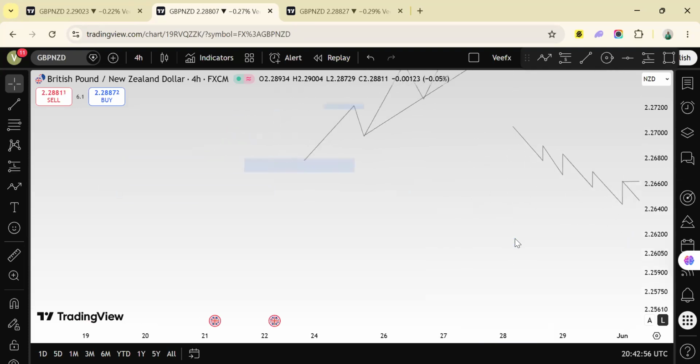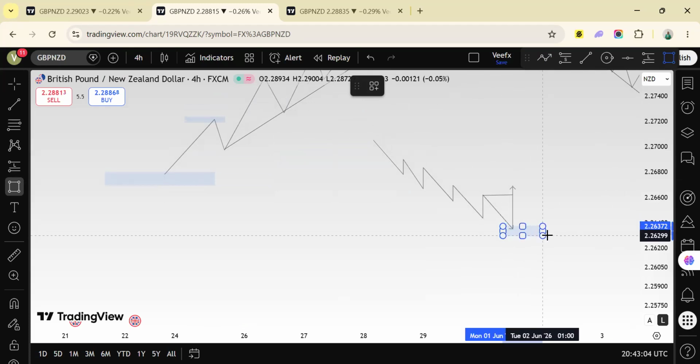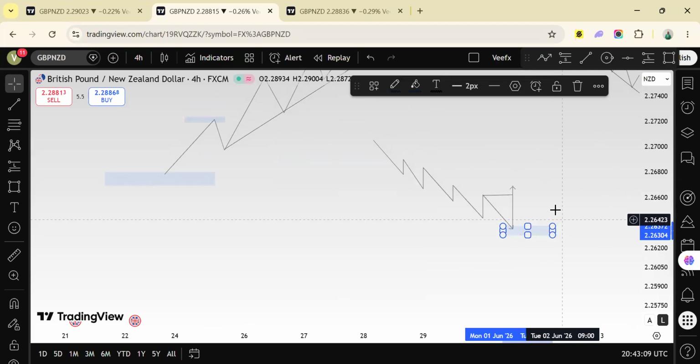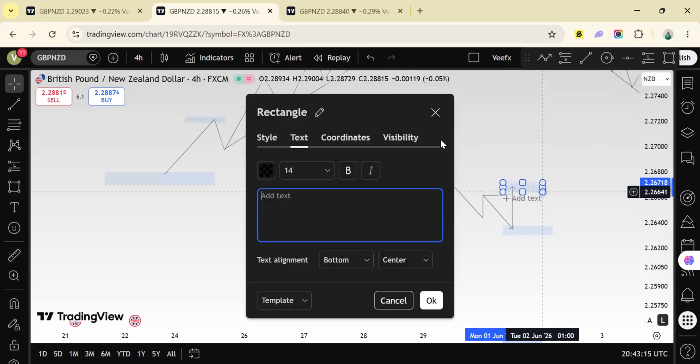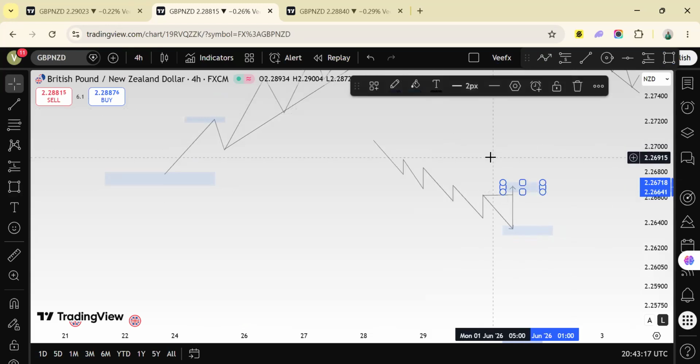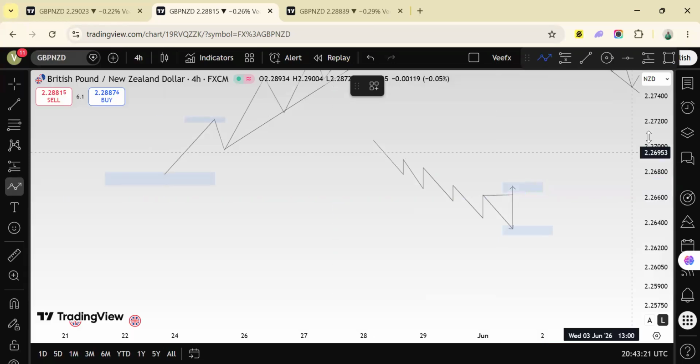Are you guys following me? So it means that at this point, we have a buy order block, right? And at this point, we have a sell order block, because this place right here will most likely push the price down.